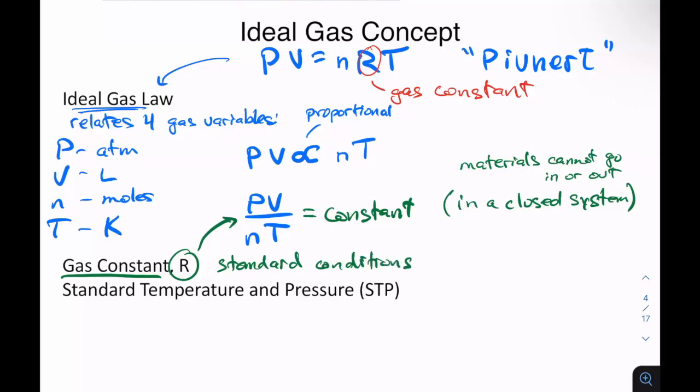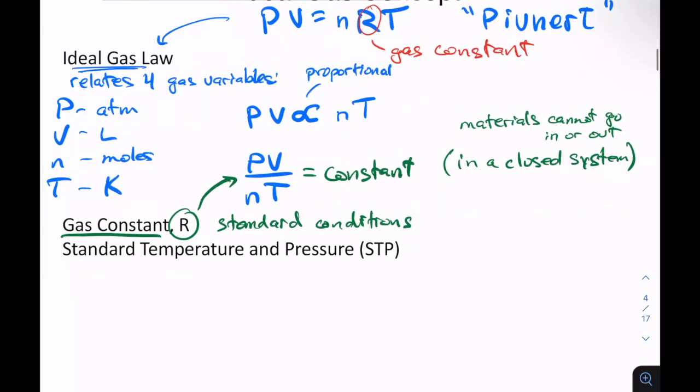And two of them we refer to as standard temperature and pressure, or STP. Standard temperature is going to be 0 degrees Celsius. But since we need to work in Kelvin, what is that in Kelvin? It's 273 Kelvin. Standard pressure is 1 atmosphere. And we're going to do this for 1 mole of gas.